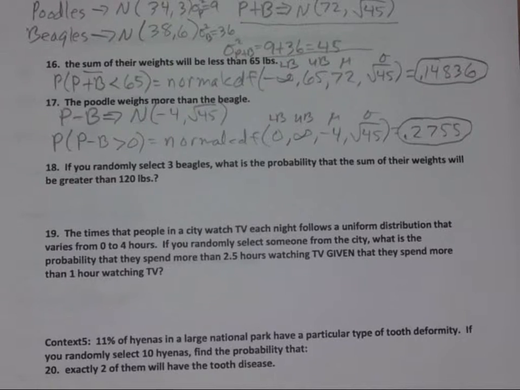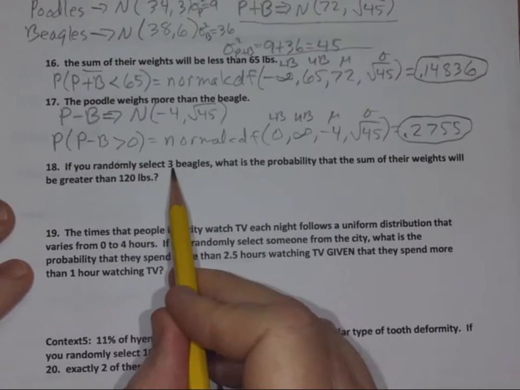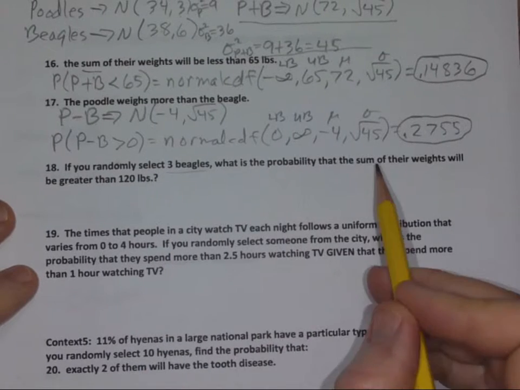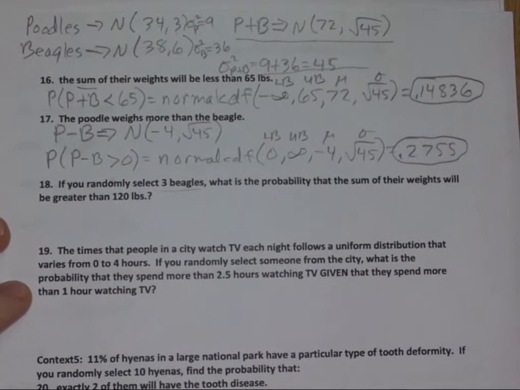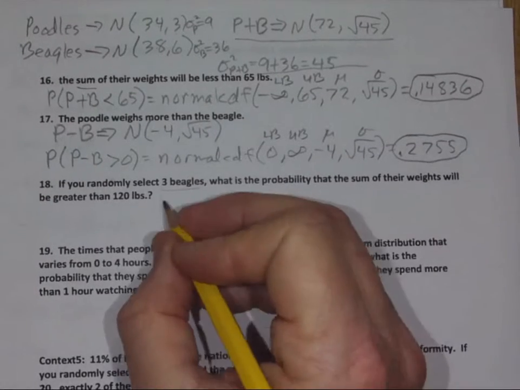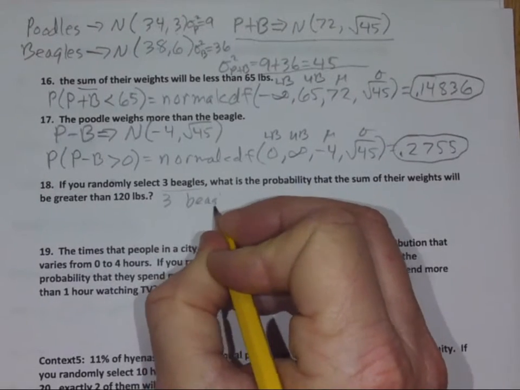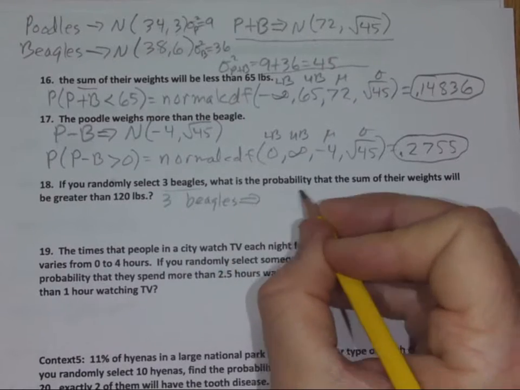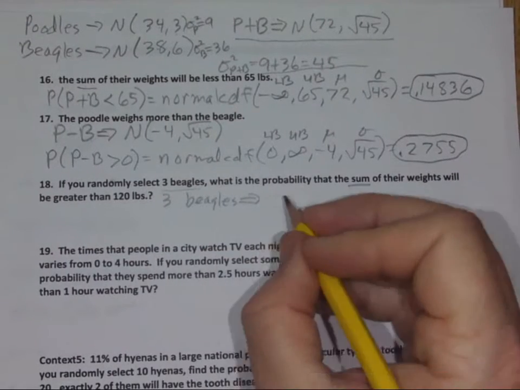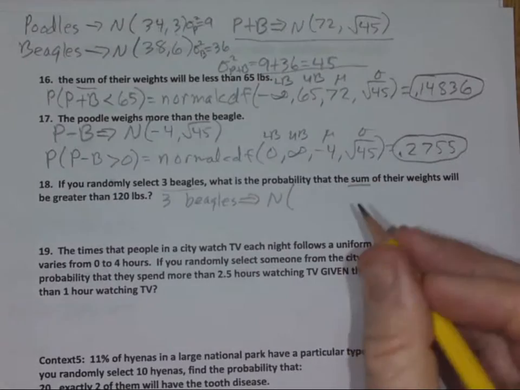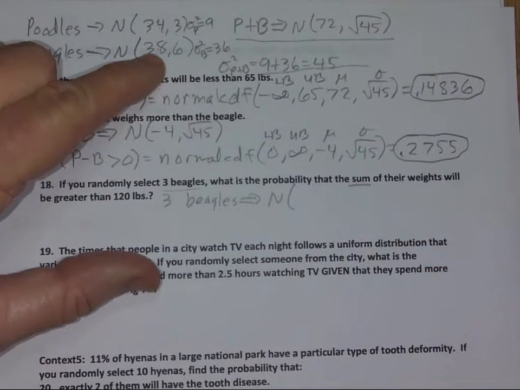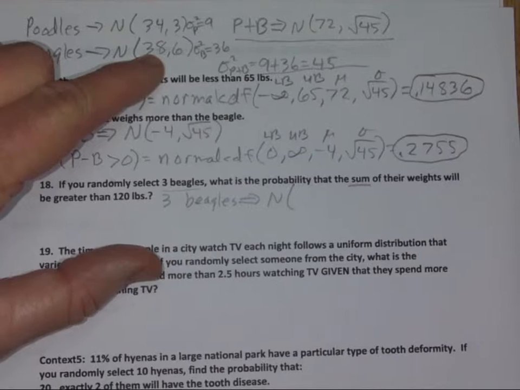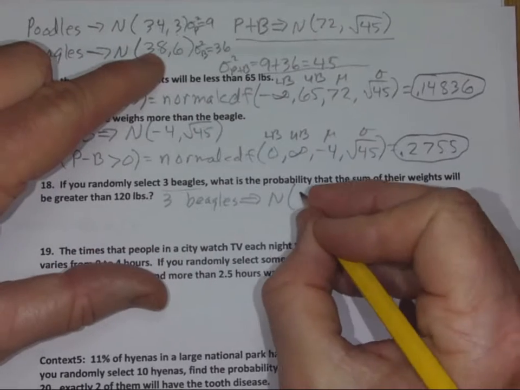So then the last thing in regards to this is when you select three objects from a normal curve, what happens there? If you randomly select three beagles, what is the probability that the sum of their weights will be greater than 120? Okay, so in regards to three beagles, three different things, the sum of those three beagles will also vary normally. The mean is going to be 38 times 3, so the mean is going to be 114.